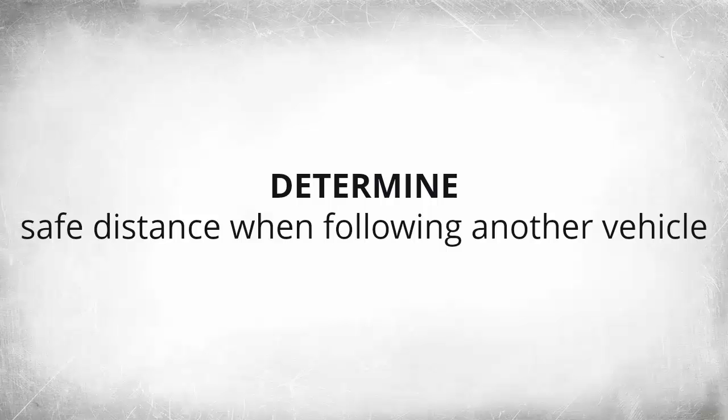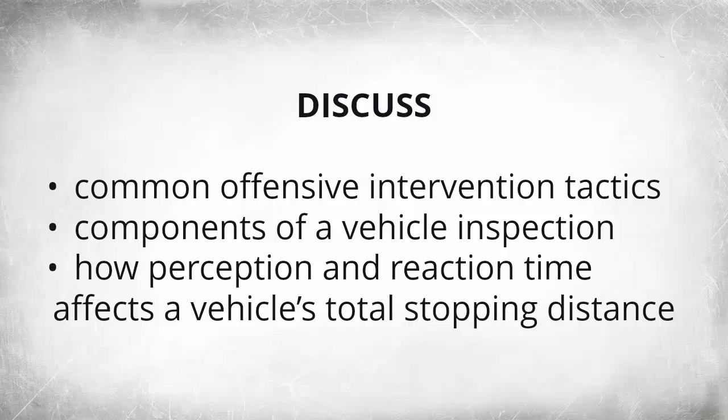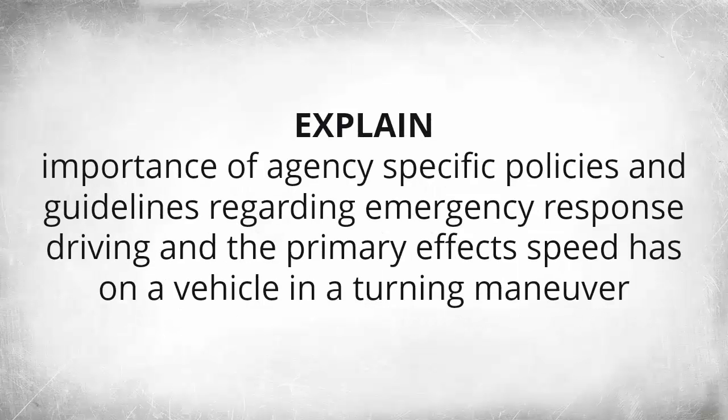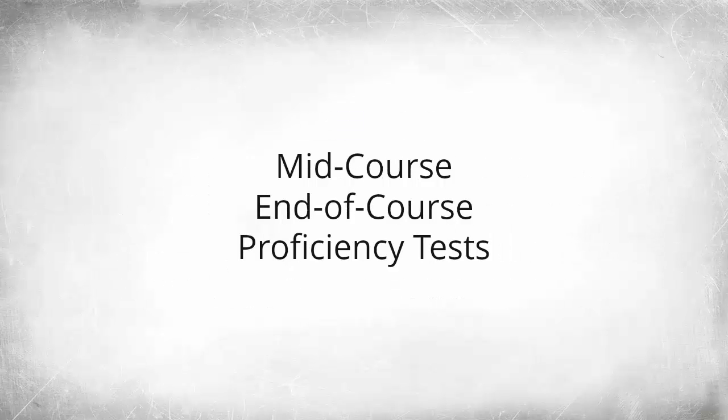You will be able to determine a safe distance when following another vehicle. You will be able to discuss common offensive intervention tactics, components of a vehicle inspection, how perception and reaction time affects a vehicle's total stopping distance. You will be able to explain the importance of agency-specific policies and guidelines regarding emergency response driving and the primary effect speed has on a vehicle in a turning maneuver. Selected information from this written examination will also appear on your mid-course and end-of-course proficiency examinations.